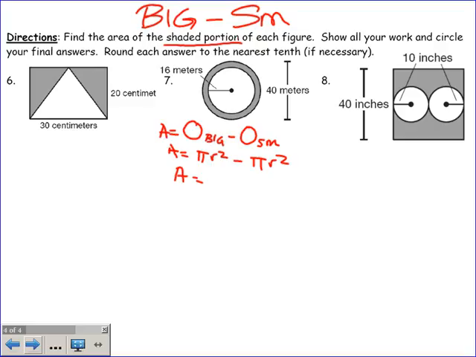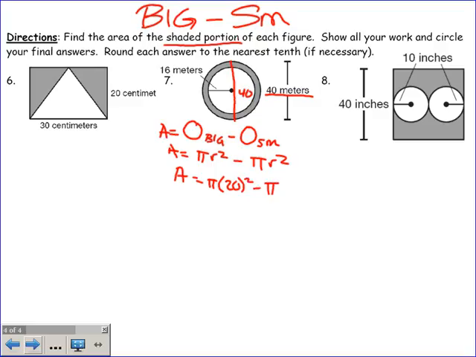Okay, so it looks to me like the diameter of the big circle, this whole thing right here, would be 40. That's what it says on the outside. So the radius would have to be 20. So I'd say pi times 20 squared.